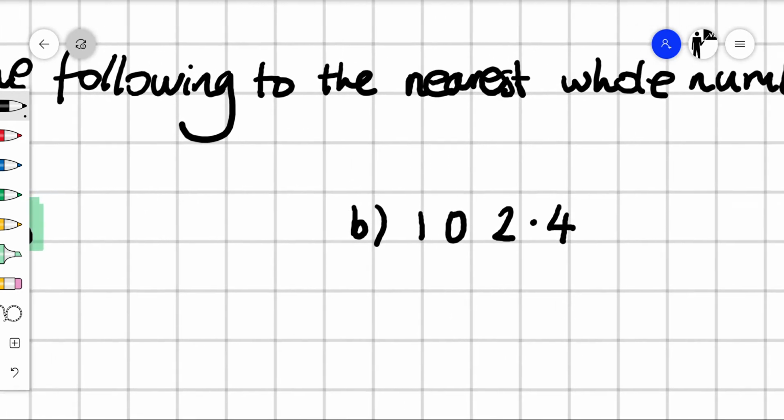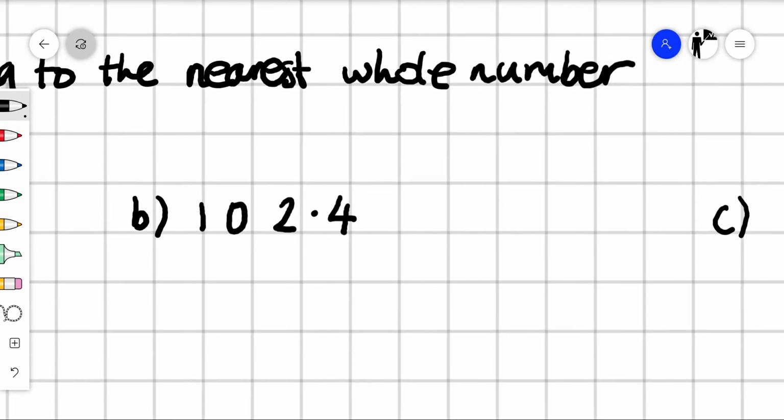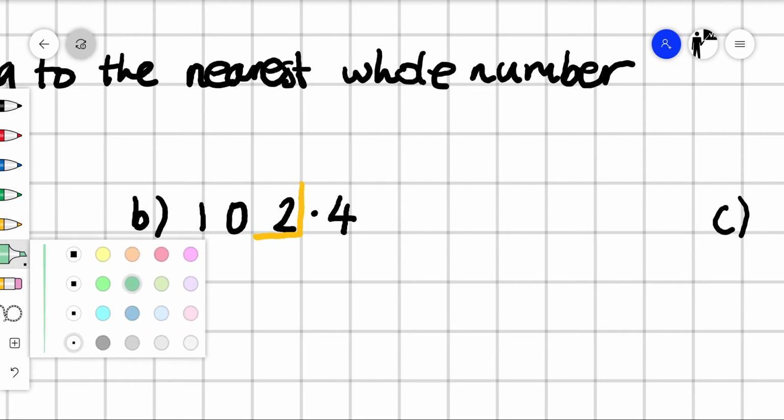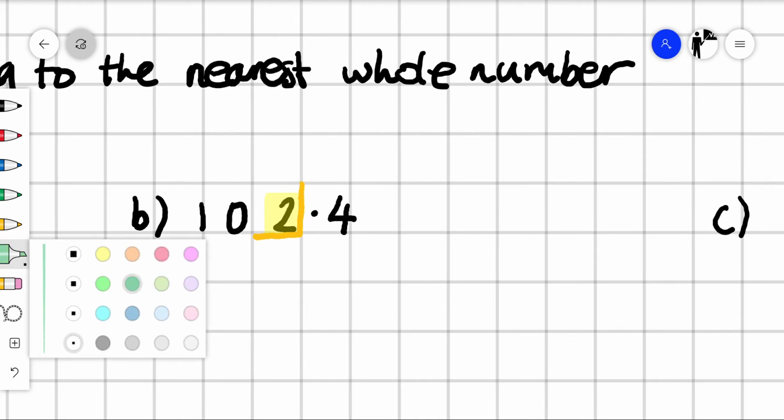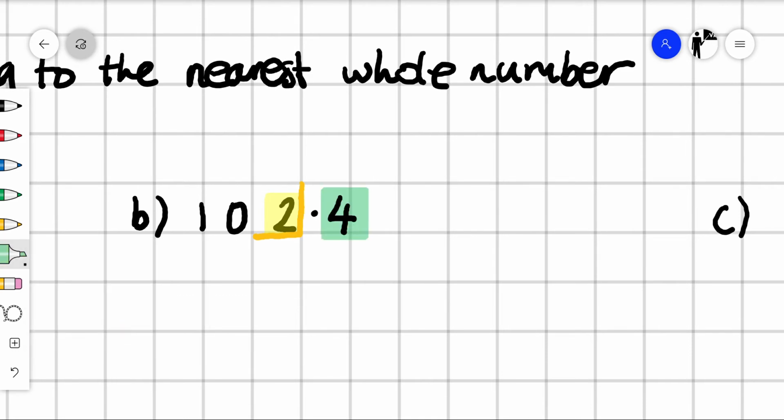Let's have a look at this example. We want to round 102.4 to the nearest whole number. Okay, so that means we're going to the nearest unit. So we're going to draw a backwards L around this 2. What that means is this 2 will stay a 2 or go up by 1, and it depends on this number here. That number, the 4, is less than 5. So because the 4 is less than 5, it stays 102, because 102.4 is closer to 102 than it is to 103.